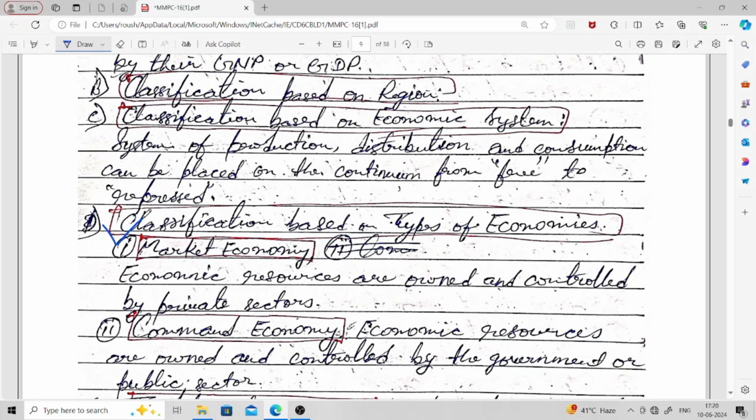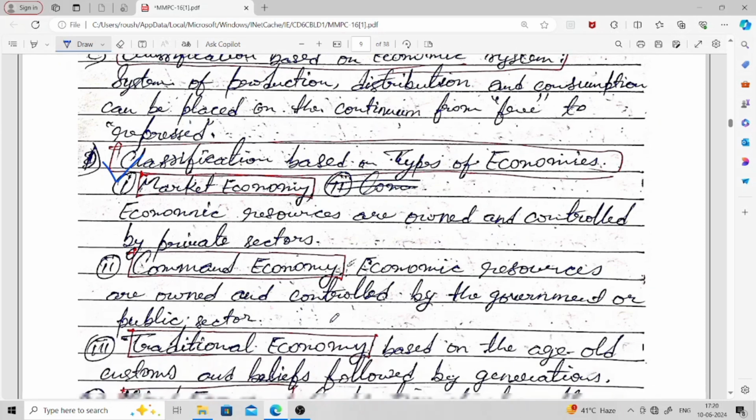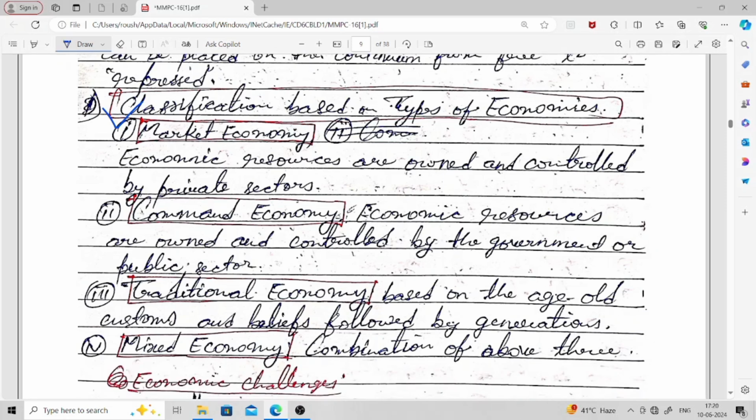Okay, and D given here is classification based on types of economies. So based on the types of economies, first given is market economy. In case of market economy, economic resources are owned and controlled by private sectors. Then the second given is command economy. In case of command economy, economic resources are owned and controlled by the government or public sector.